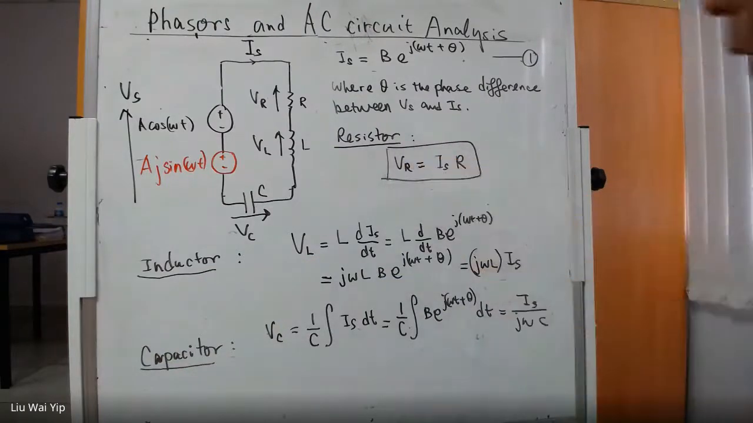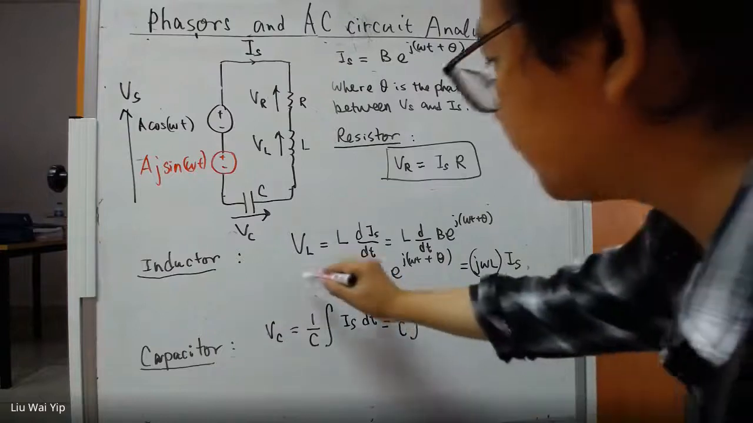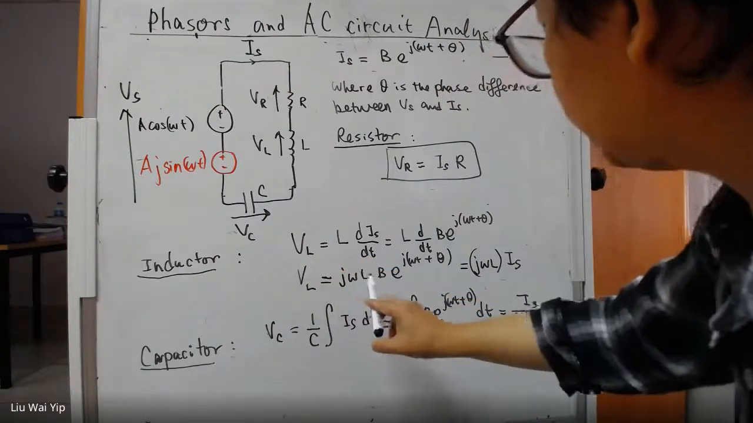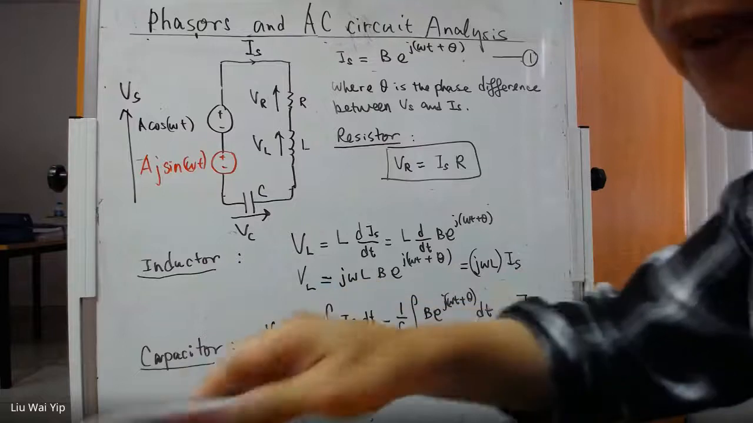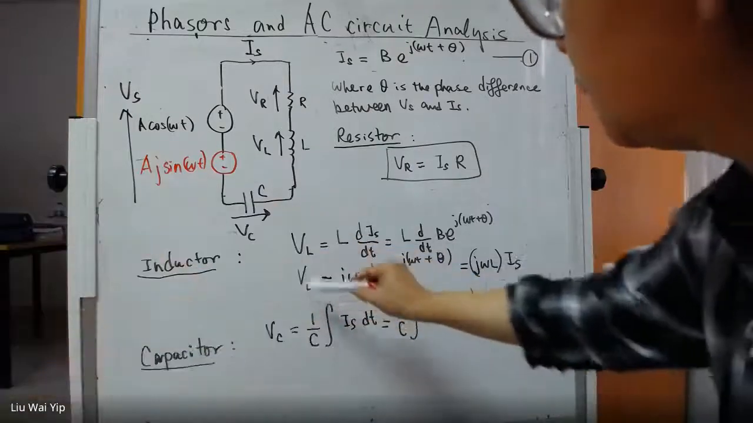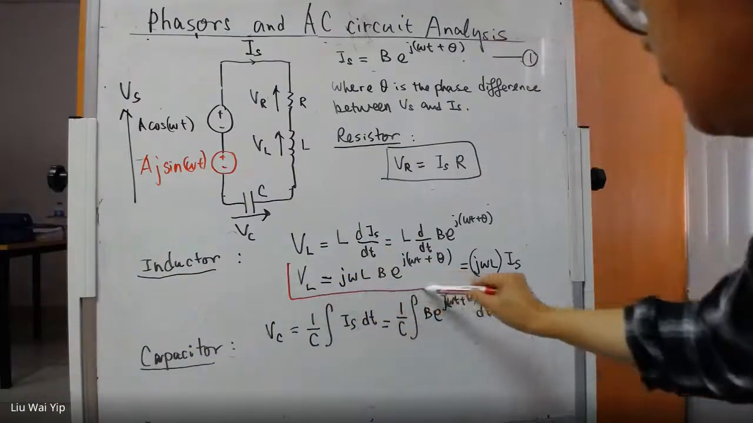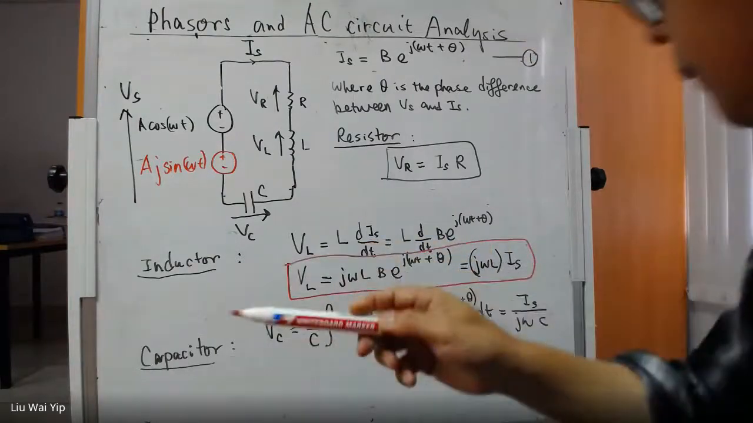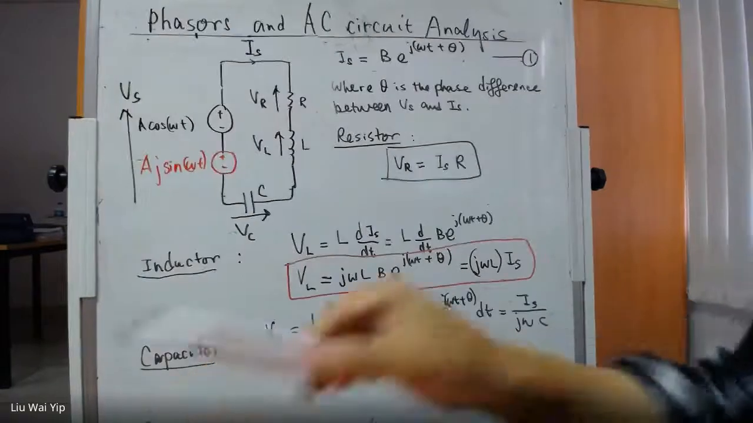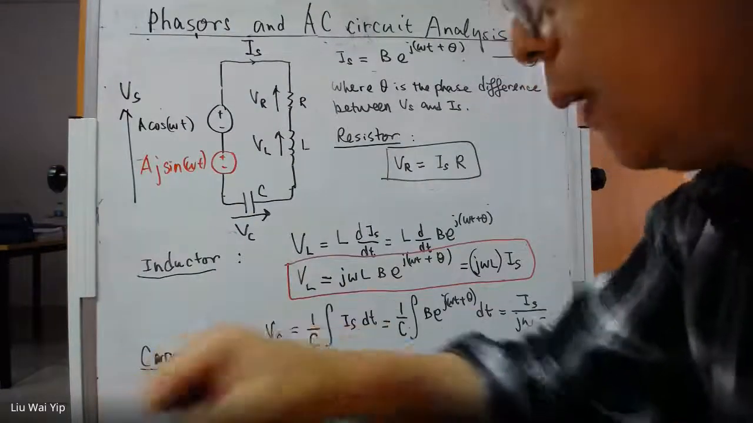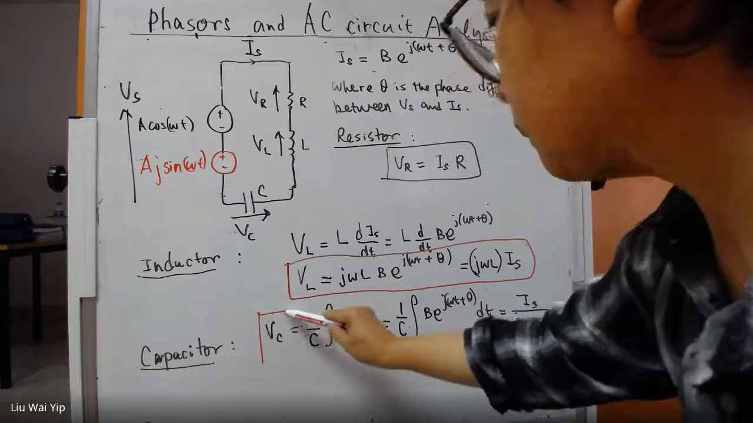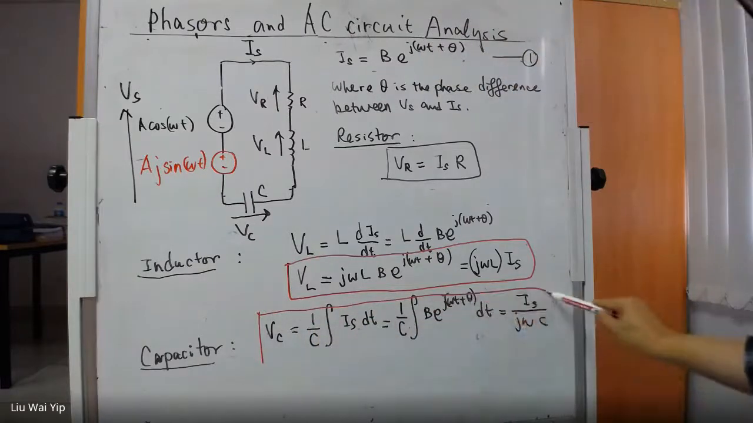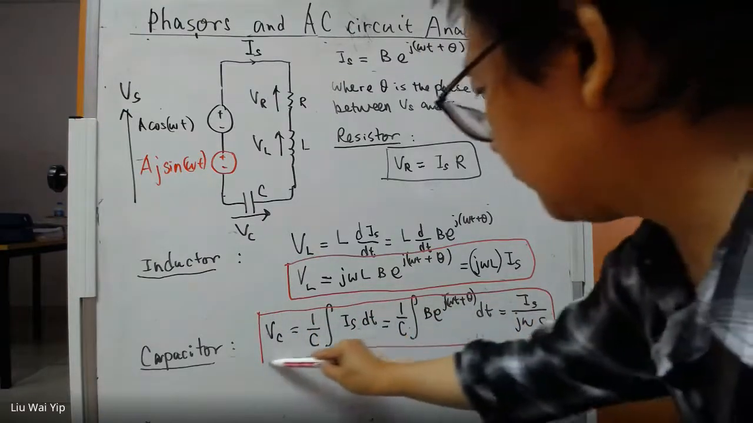And we have also learned the voltage across the inductor. The voltage across the inductor is given by VL and then times this much. So we are going to highlight it as well. This is what we have learned.